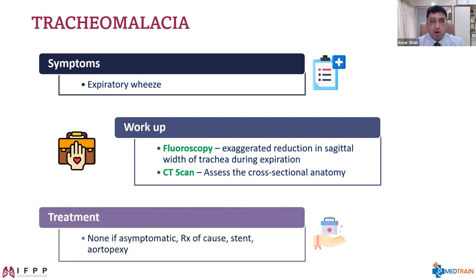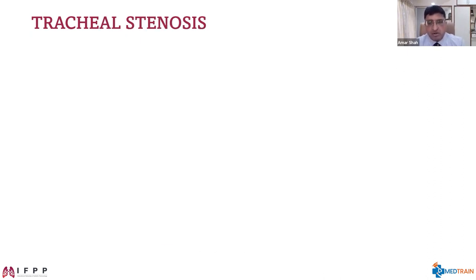Most of these children do not require any treatment because they may be just asymptomatic. However, in severely symptomatic patients, the treatment of the primary cause, if any, should be done. Sometimes these children may also need tracheal stents or aortopexy. So we are now almost reaching the last of the bronchopulmonary anomalies, the last few.